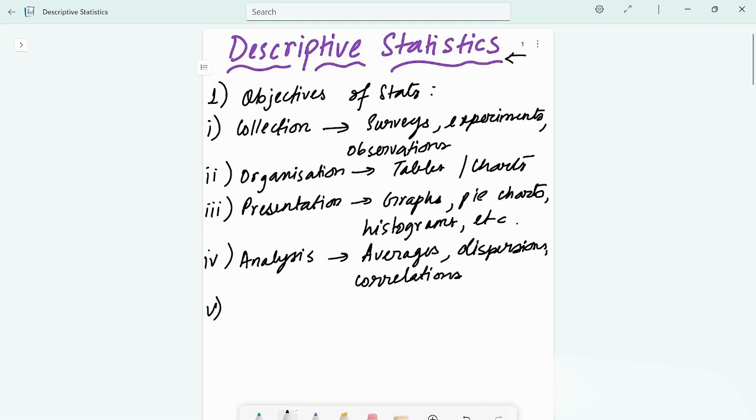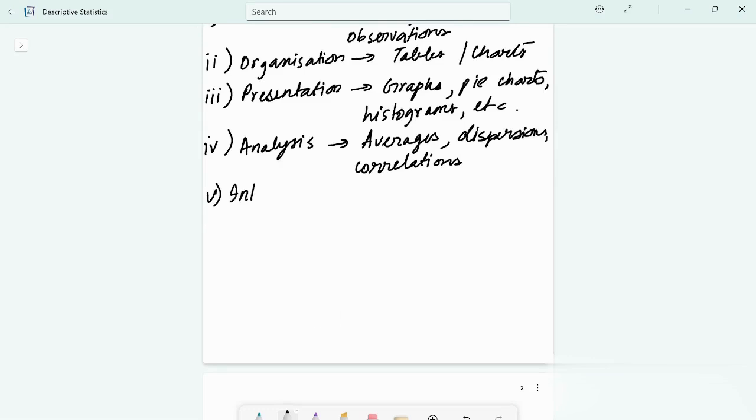Fifth and the final is interpretation of data, which is to make conclusions or inform decisions based on the analyzed data. If you take an example, like if a company wants to understand customer satisfaction, statistics helps them collect feedback, analyze it, and then they can take the necessary action.